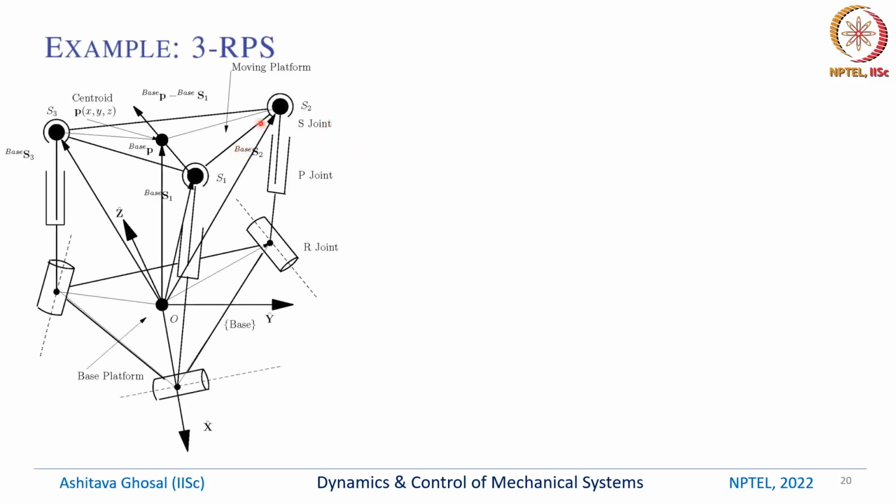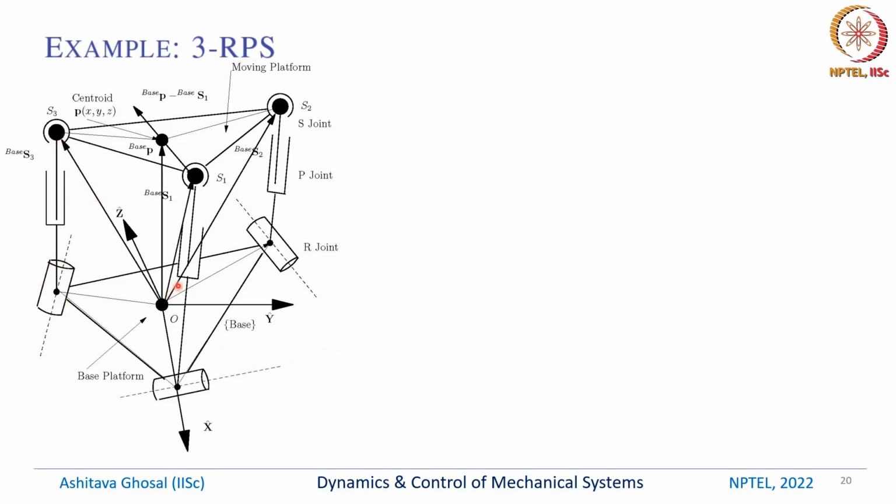The 3 RPS mechanism looks as follows. So we have a top moving platform, which is this. There is a fixed base platform, and between the top moving platform and the fixed base there is a rotary joint, a sliding joint and a spherical joint. So the 3 RPS means that there are 3 of these serial chains, and each serial chain contains a rotary joint, a prismatic joint and a spherical joint.